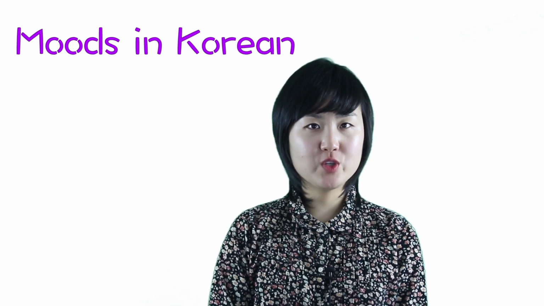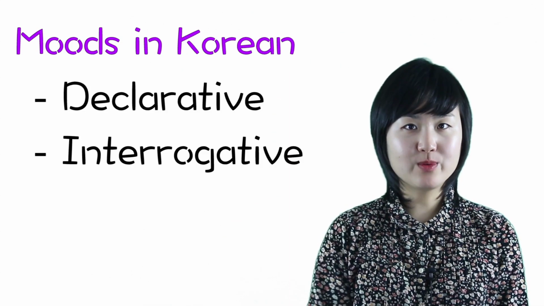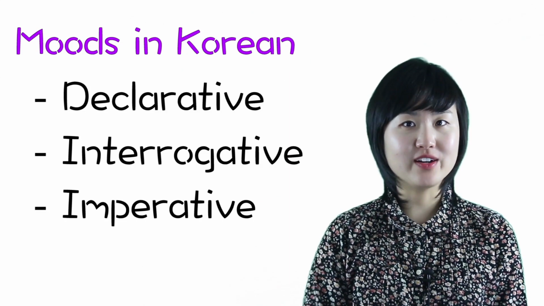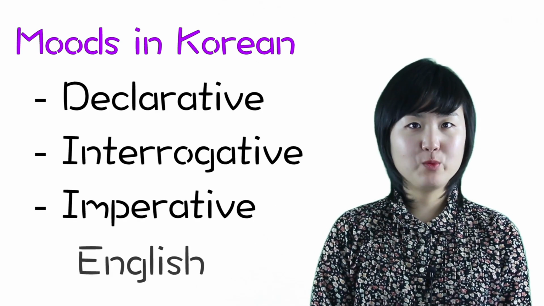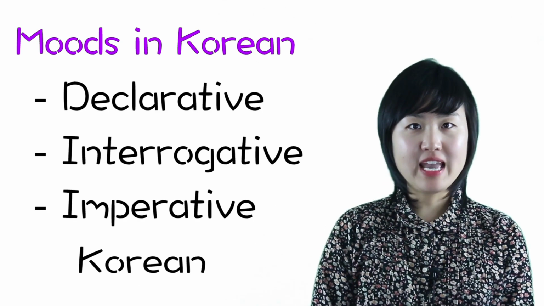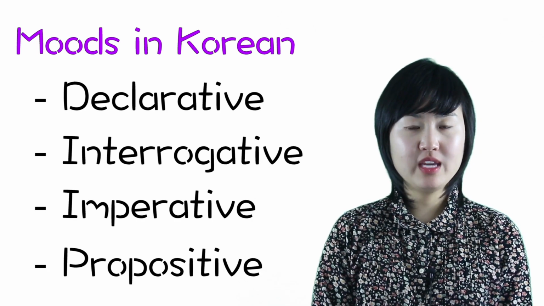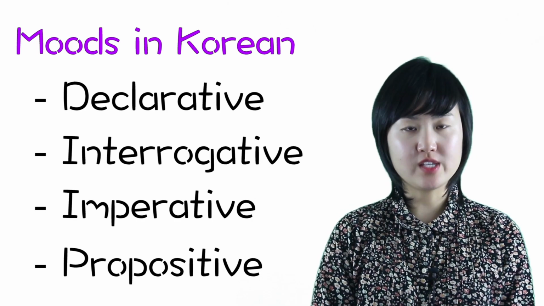Today we're going to talk about different moods. What is a mood in a language? It refers to a way a sentence is used. There are three basic different moods in English: declarative, interrogative, and imperative. In Korean, we will add one more. It is the prepositive mood, and it's used to suggest something.